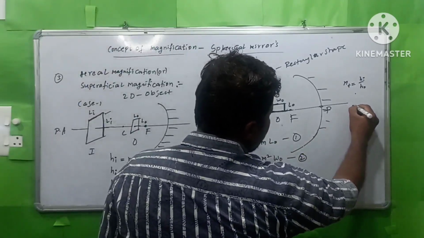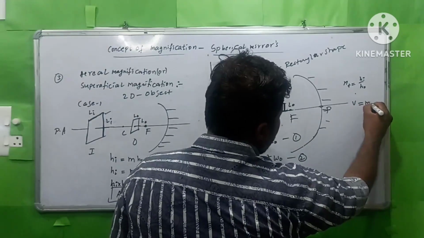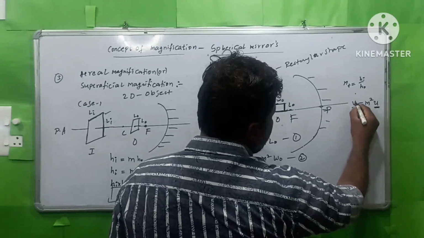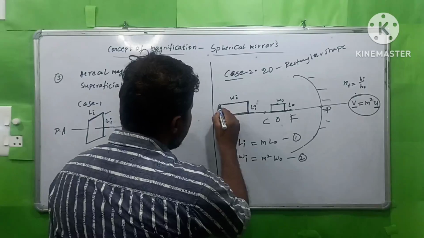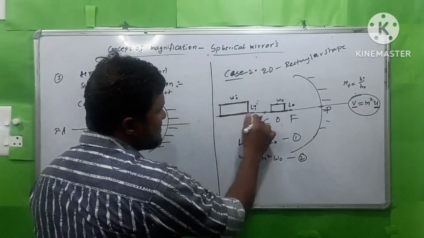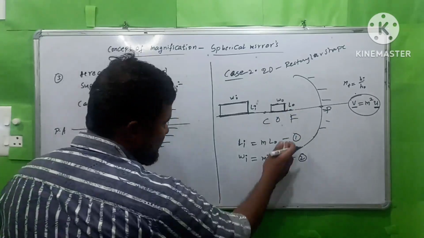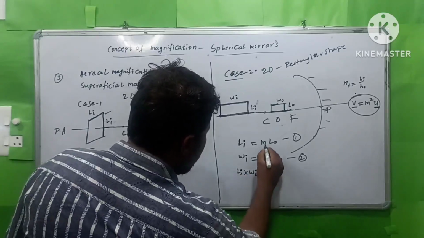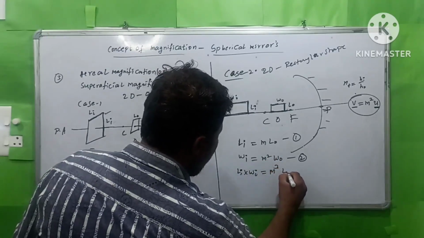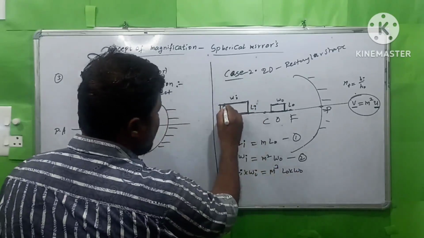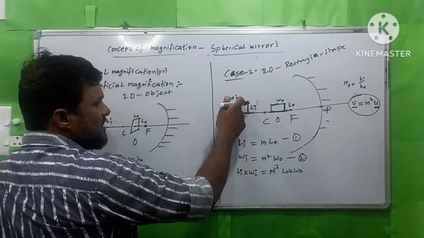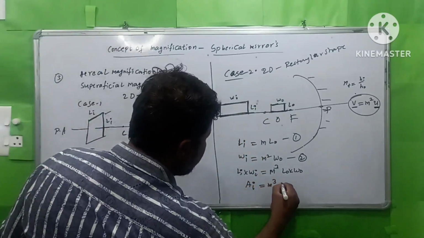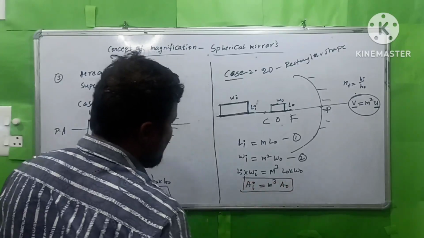If you remember, position of image is equal to m square times position of object, or length of the image is equal to m square times length of the object. This is longitudinal magnification. So Wi along the principal axis or Wo along the principal axis, that is the case. From 1 and 2, if I multiply, Li into Wi is equal to m into m square, m cube Lo into Wo. Length into breadth, this height into this length is nothing but area. Area of image is equal to m cube times area of object. This is the final formula.